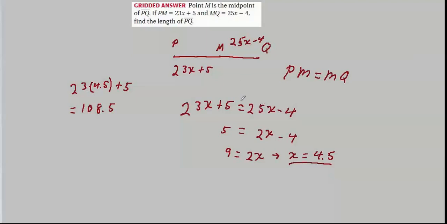So what do we get if we actually put 25 times 4.5 minus 4? And guess what? You can grab your calculator and verify that that turns out to be 108.5.